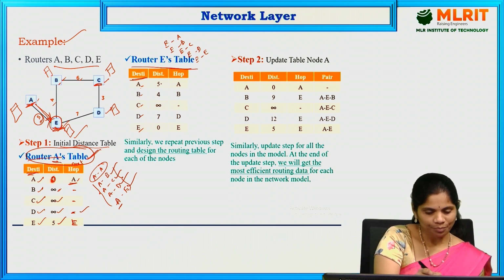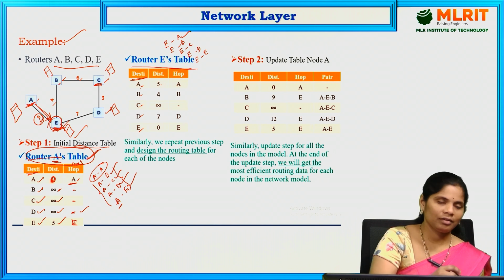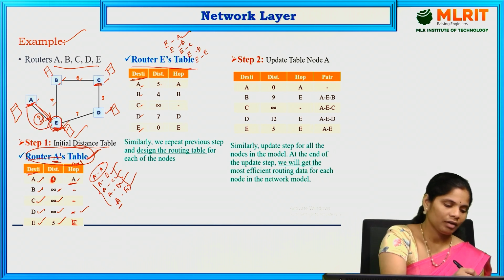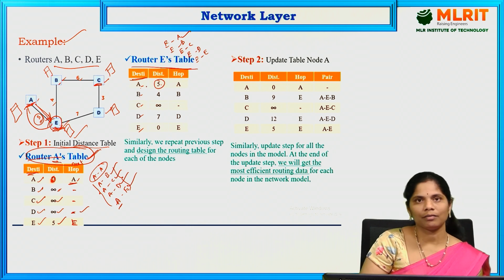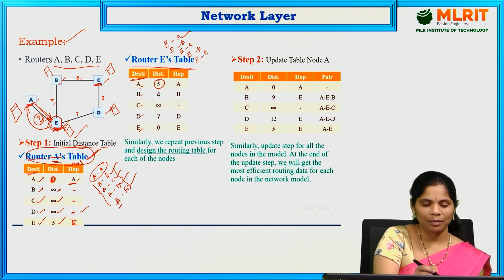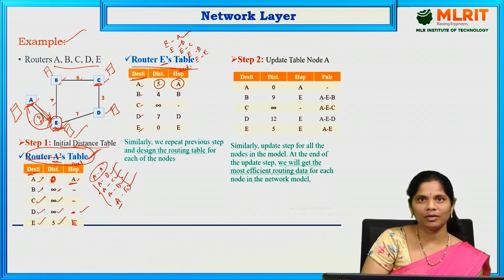So the distance from E to A. For E to A the connection is there. Here is the connection. So what is that connection? 5, right? So that's why we are writing 5 here. At the same time, for E to A, where is it going to reach? The next hop is A only, right? The hop is nothing but the next hop. Which hop is it going to reach? It is going to reach A. This one is over.